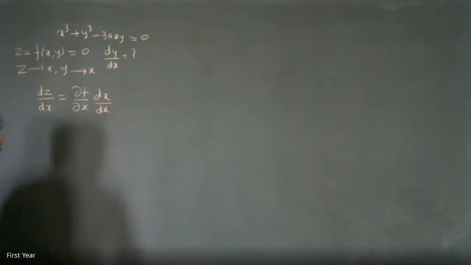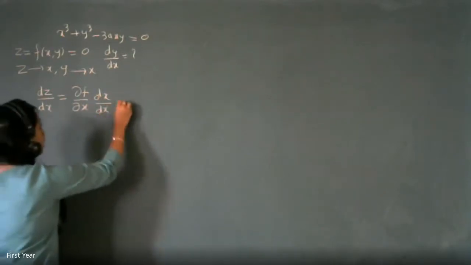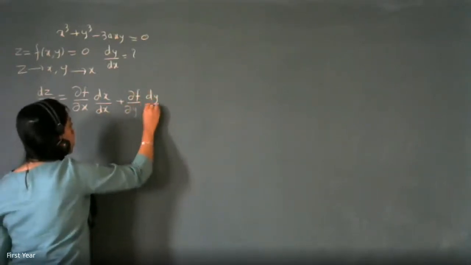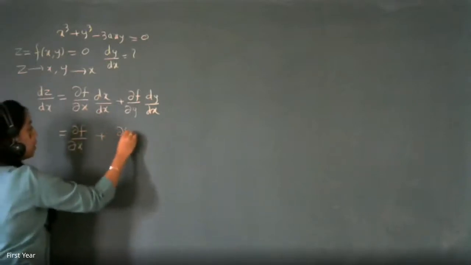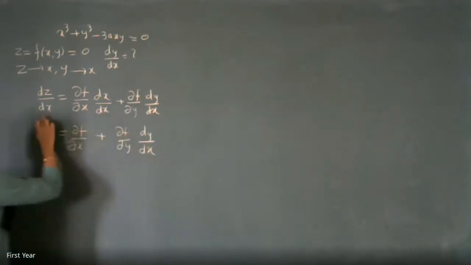I hope everybody is understanding. Yesterday we have done this. Delta f by delta x into dx by dx plus delta f by delta y into dy by dx. Is this clear? The total derivative formula? Everyone? Yes, ma'am. Okay. So now with the help of this, we are going to find what is dy by dx. First of all, let us simplify this. This is delta f by delta x, dx by dx is 1, plus delta f by delta y into dy by dx. Now let us look at the left hand side.